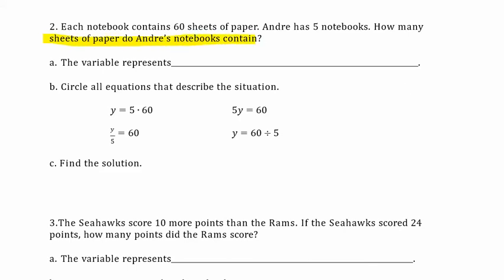So the variable is going to represent the number of sheets of paper in one notebook. No, all the notebooks, right? And he has 5 notebooks. Number of sheets of paper in all Andre's notebooks. Okay, take a second, pause the video, and decide which of these equations would be appropriate to represent this situation. Start the video when you're ready.